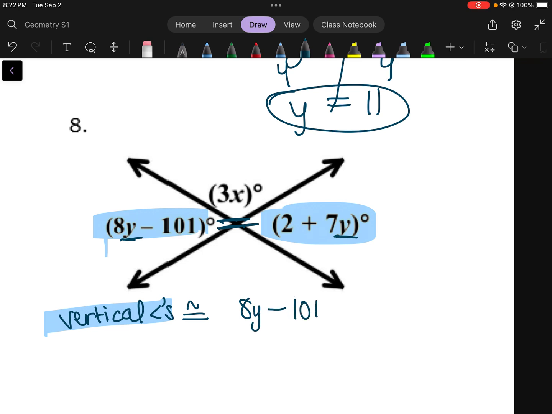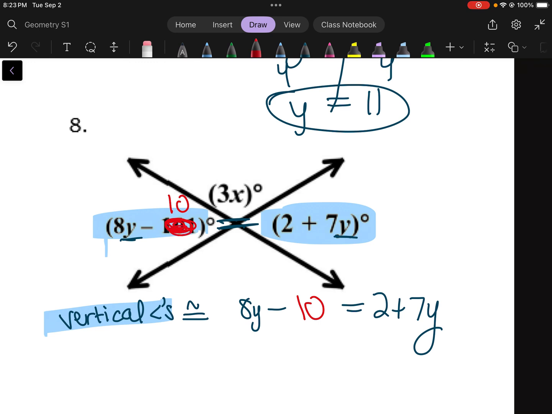So 8y minus 101 equals 2 plus 7y. We've done this one. Okay, so I have y equals, so 2 plus 101, which is 103. And when I plug that back in, yeah, the 103 will not work for those ones. So I want you guys to fix this one right here and make this a 10. Okay, so fix that on your notes.